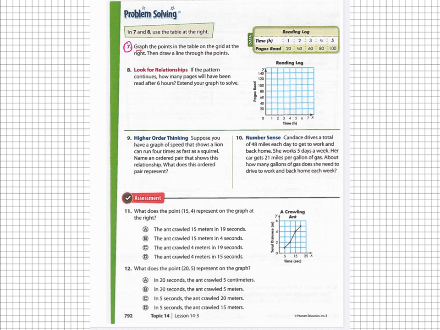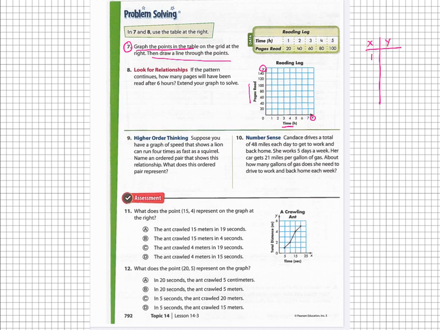So 7 asks you to graph the points in the table on the grid at the right, then draw the line through the points. So you have to look and see what's what. So time, they tell us, is the X, and Y is the pages read. So we have this here, right? I'm going to go ahead and just switch this table like this.